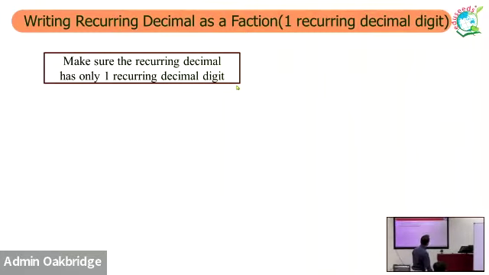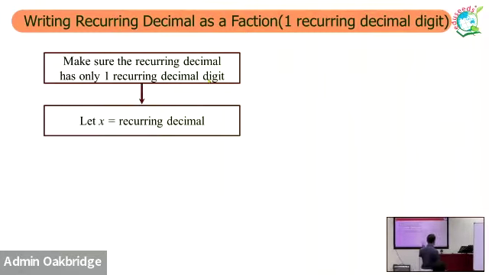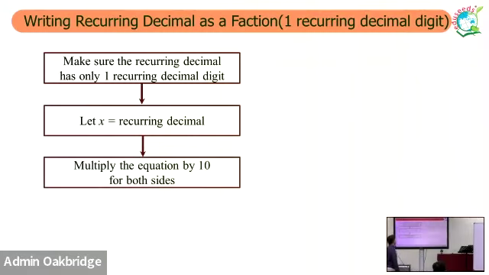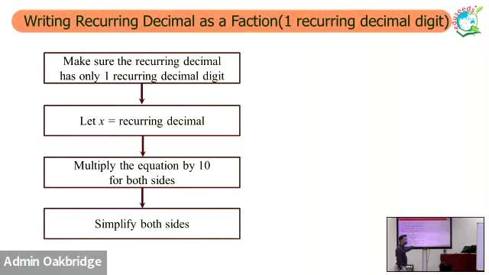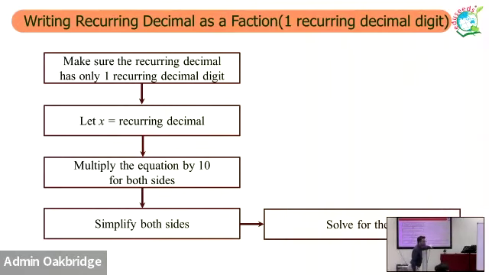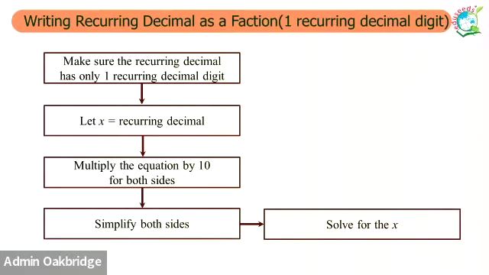Then our next step is let x equal to the recurring decimal. Next, multiply the equation by 10. Here is the key part. Multiply the equation by 10, not 100, not 1,000, but 10. If this is one recurring decimal digit, you multiply the equation on both sides. And then simplify both sides, solve for x. Then you will have the answer in fraction. Remember, our goal is to write the recurring decimal as a fraction. So your final answer must be in fraction.